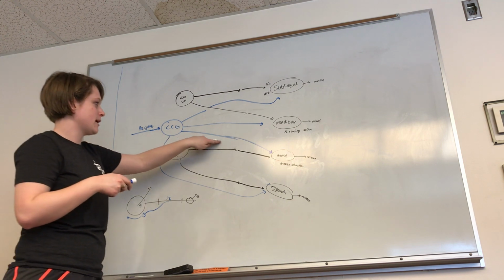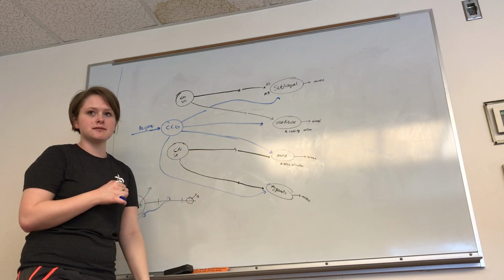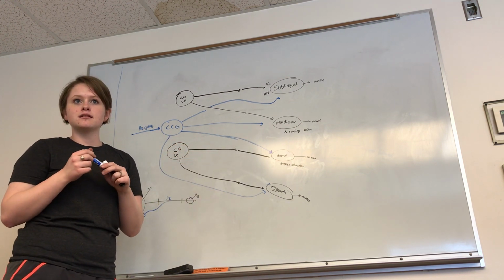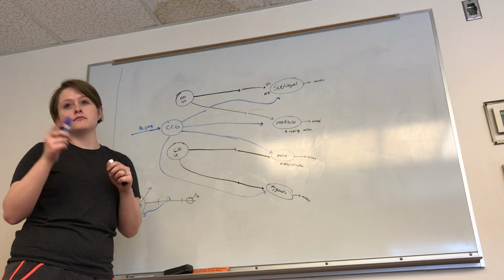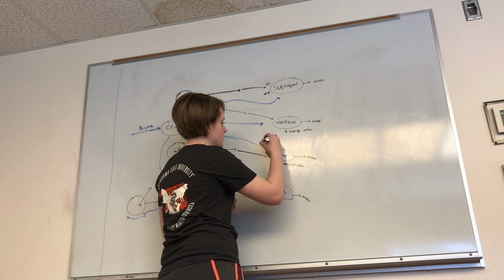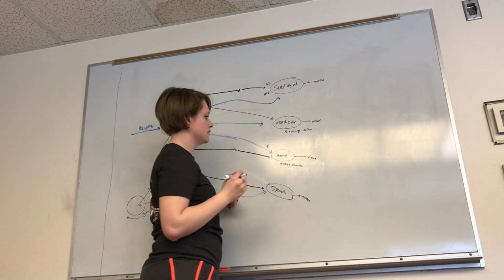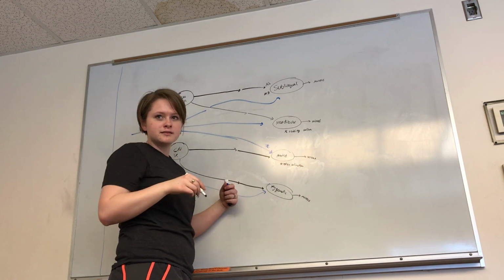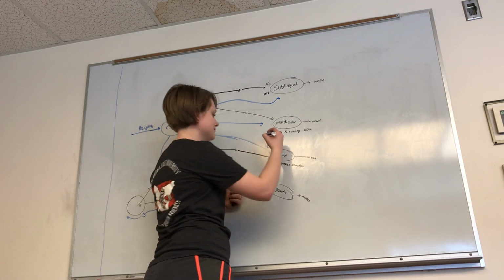Okay, so safe bet, what neurotransmitter is released from sympathetic neurons? Norepinephrine. And what is its receptor? Alpha 1, beta adrenergic. Good.